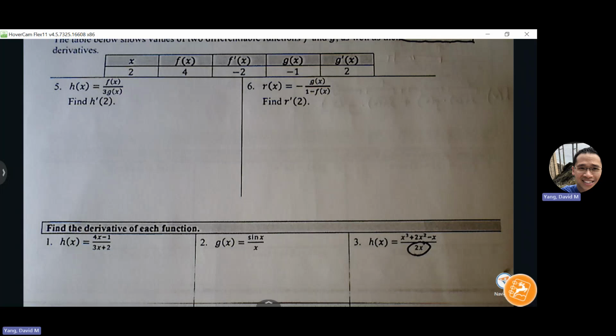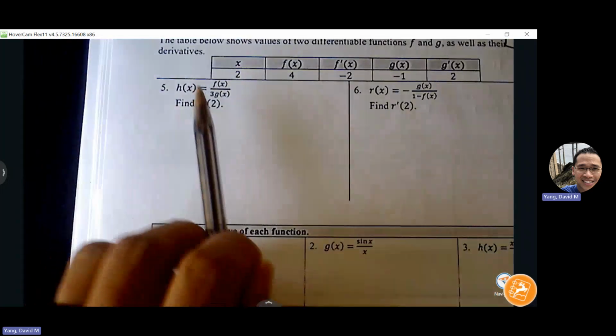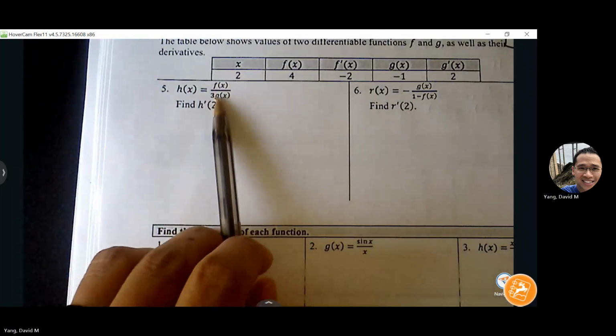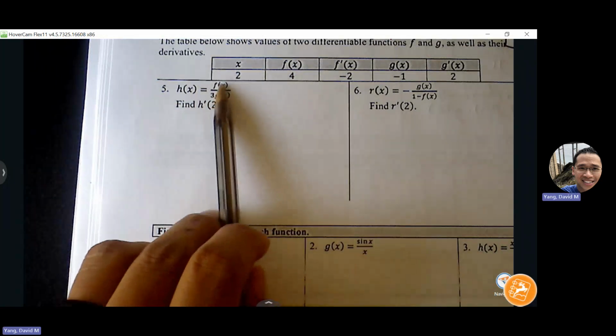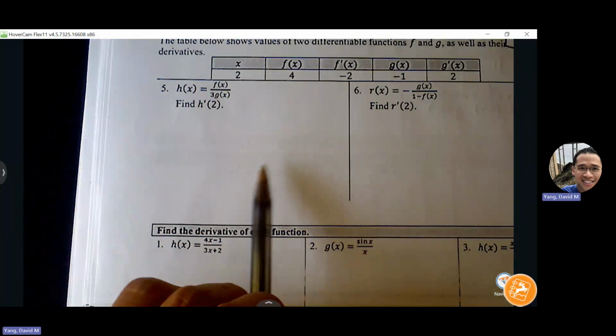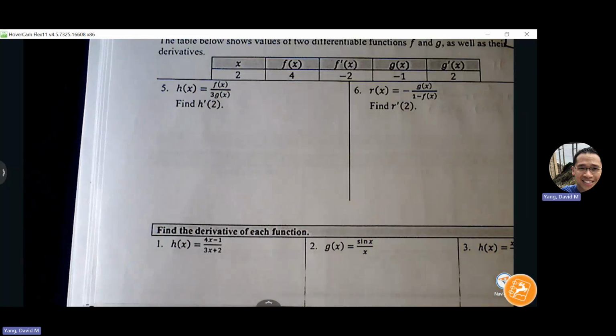Okay, last one here. Can we do number 5? Number 5, we will do quotient rule here, but we would take turns with each derivative. We build h prime first, and then we can plug 2 into the derivative.